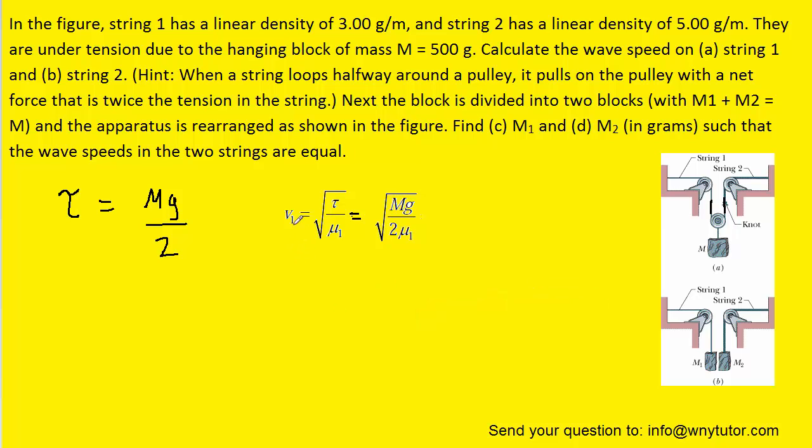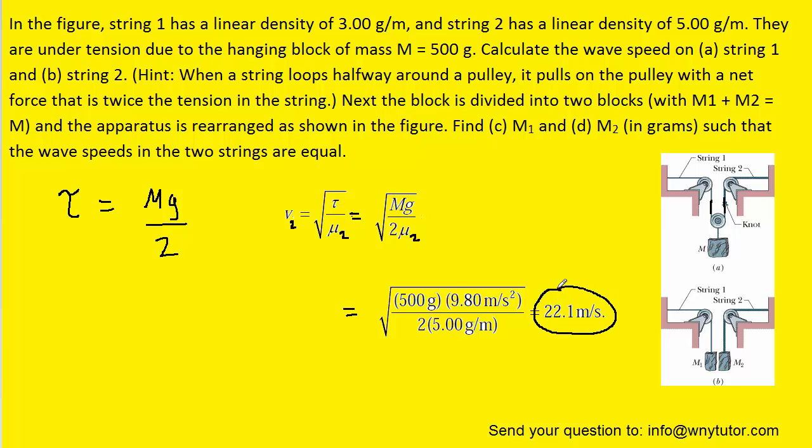Now for part B of the question, it's the same analysis. All we have to do is change the subscripts from 1s to 2s. And then we'll go ahead and plug in the known values. And we can see that the speed in string 2 is 22.1 meters per second.